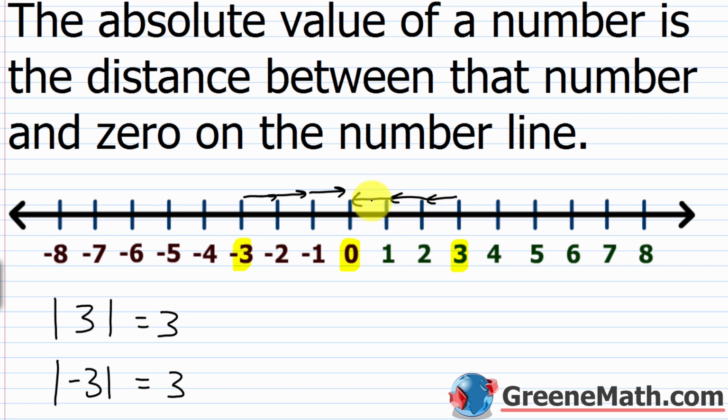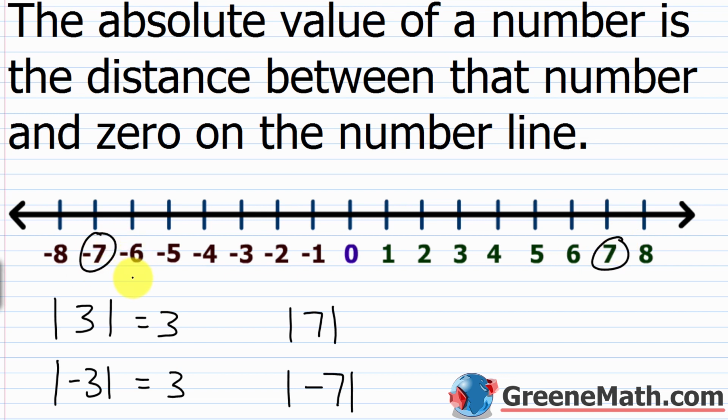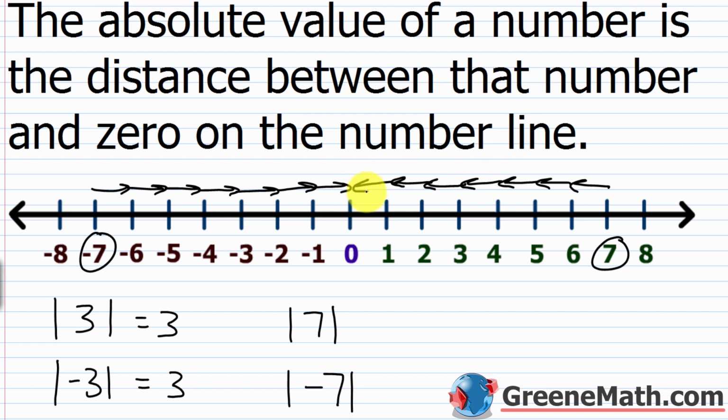So opposites are always going to have the exact same absolute value because they have the same distance from 0 on the number line. So for example, if I said, what is the absolute value of 7? And what is the absolute value of negative 7? In each case, the answer is going to be 7. Right? If I look at 7 and negative 7, in each case, I have to travel 7 units to get to 0. Right? 1, 2, 3, 4, 5, 6, 7. And from here, 1, 2, 3, 4, 5, 6, 7. So the absolute value of 7 is 7, and the absolute value of negative 7 is 7.